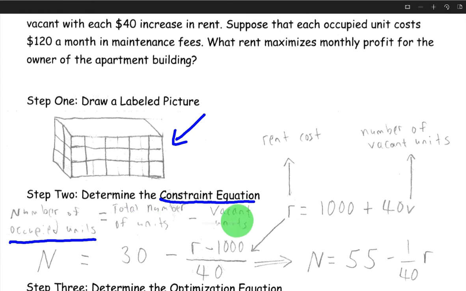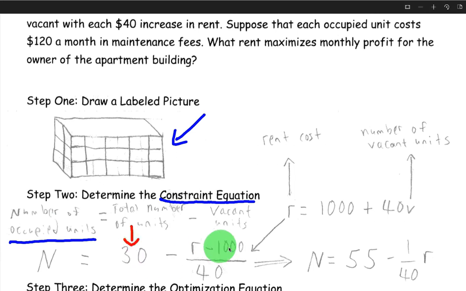Now, I started out with just writing my thought process out in words for this one. And again, this is definitely the more challenging problem of the three, so I'm going to slow down a little bit and break it down some more. The number of occupied units, this is a simple equation, is going to be equal to the total number of units, which is 30, minus the number of vacant units. So let's say we have 30 units total. Let's say we have 10 vacant units. Then there would be 20 occupied units. So we're going to replace the number of total units with 30.